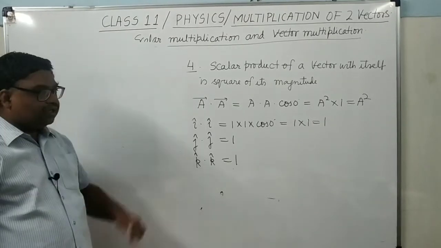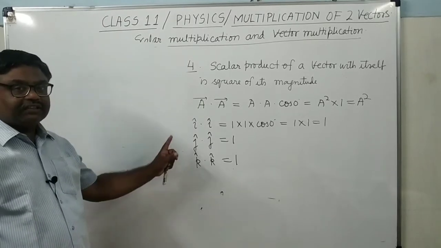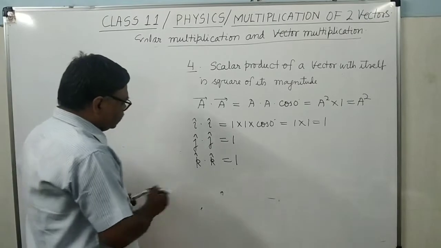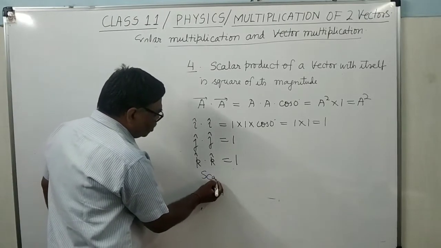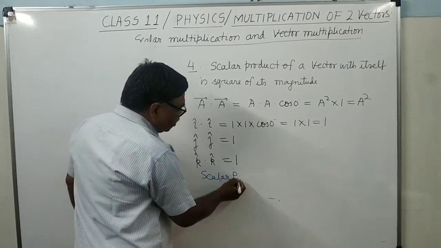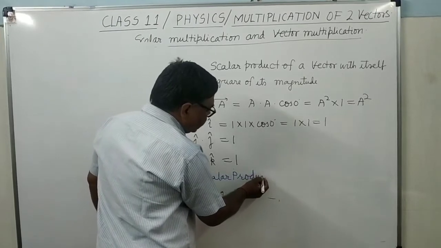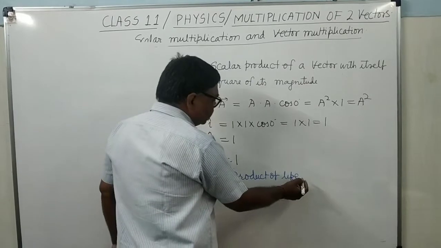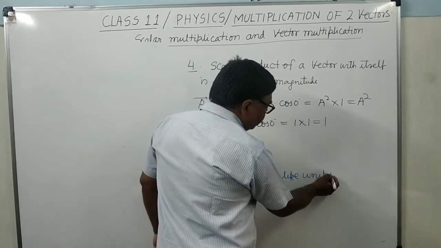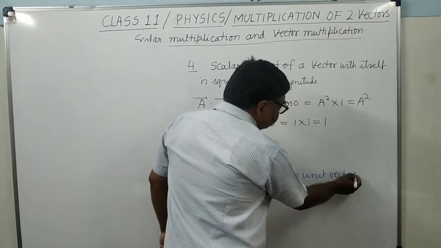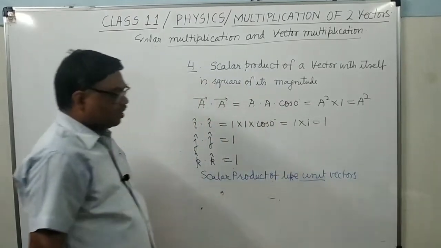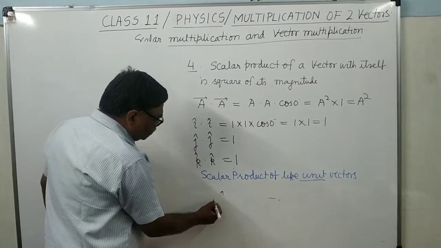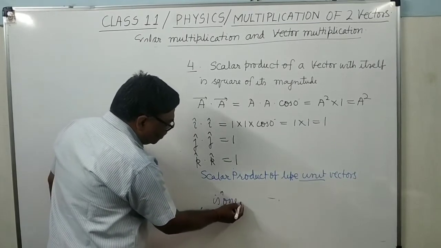From here you can deduce one thing, that the scalar product of like unit vectors is 1. Here this word unit is very important. It is clear. The scalar product of like unit vectors is 1.